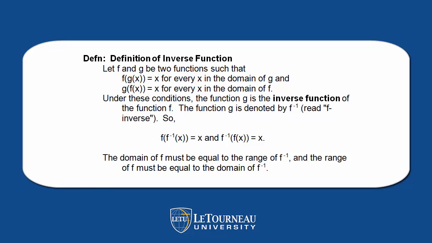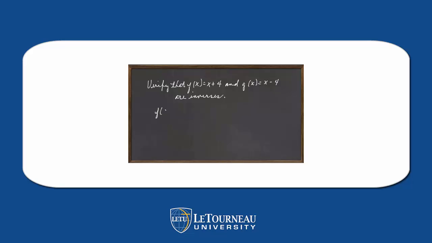So what's the definition? Well, if we have two functions so that when we do the composition f of g and g of f, we each get x, then g is the inverse of f or f is the inverse of g, whichever way you want to read it. Now, let's do some examples and check this out.